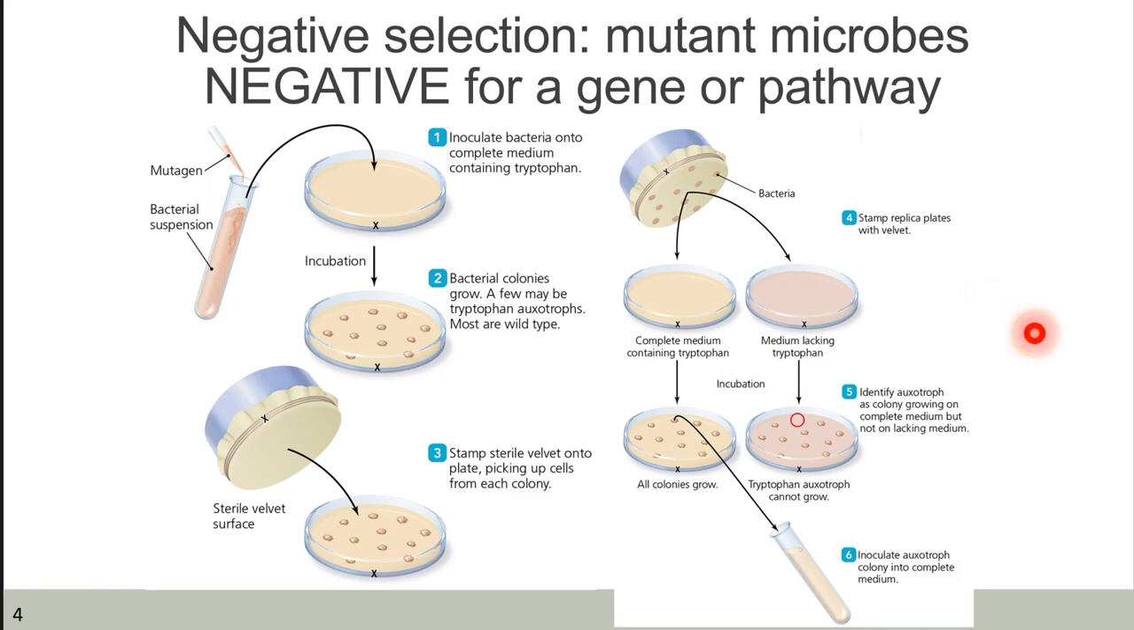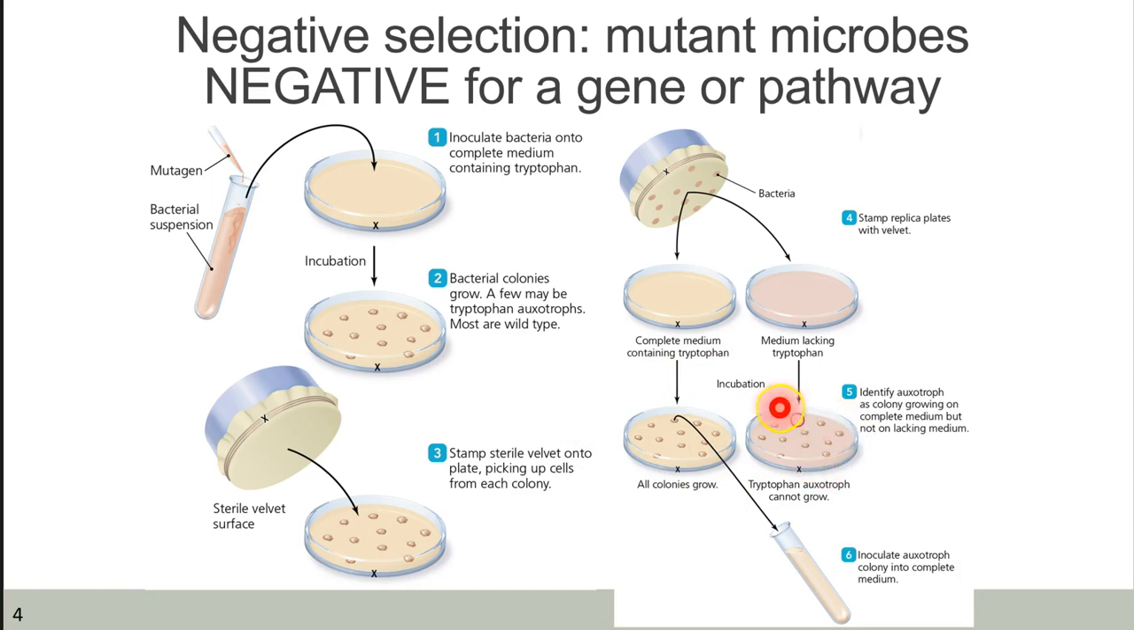In this case, we're looking for mutations that prevent a microbe from growing in the absence of tryptophan. Again, it's a negative selection. So here we have the medium lacking tryptophan, nothing, and here we have the complete medium with everything. This is our non-selective medium.